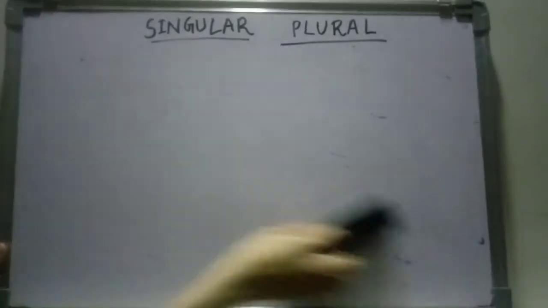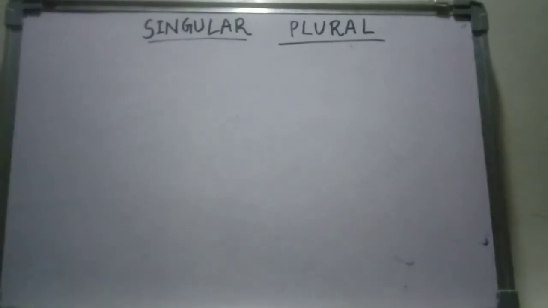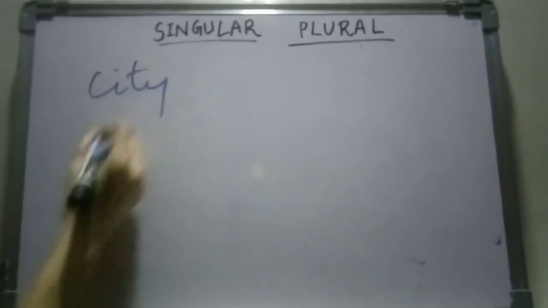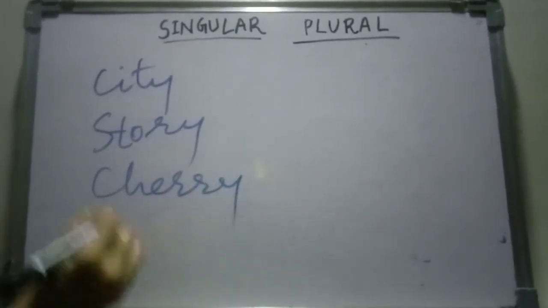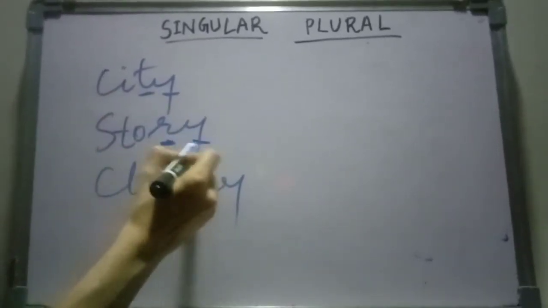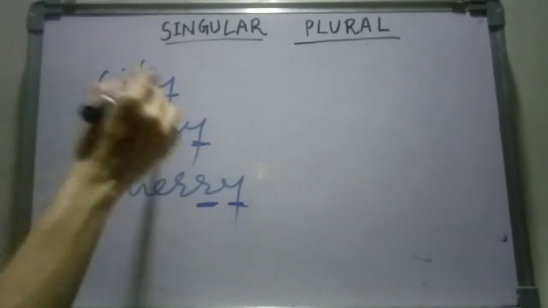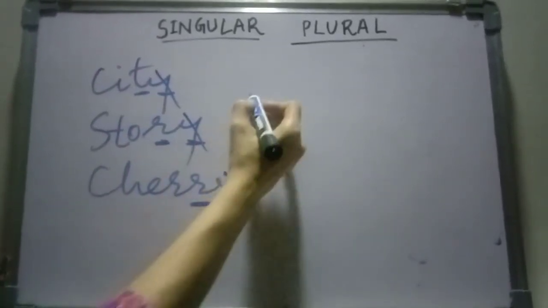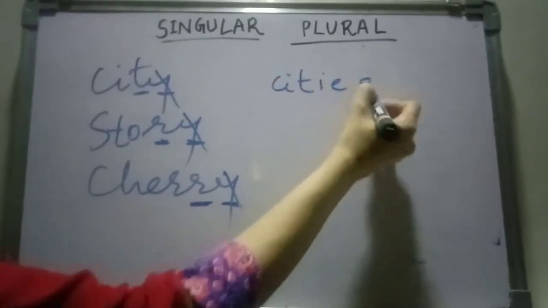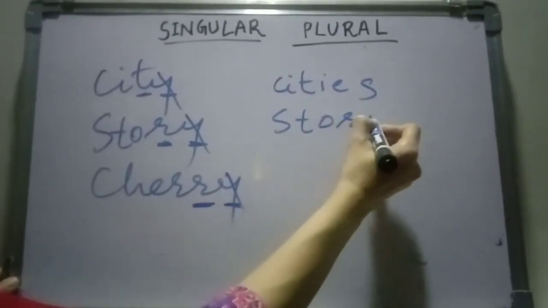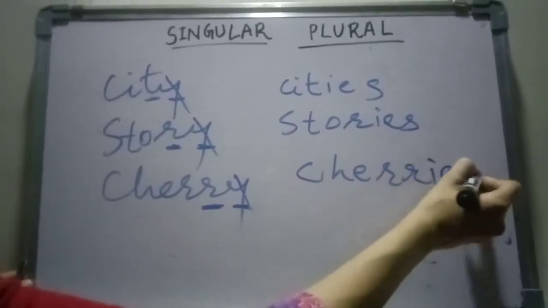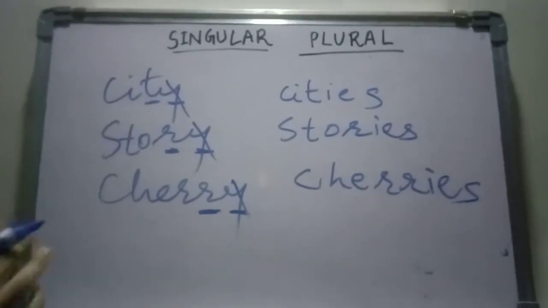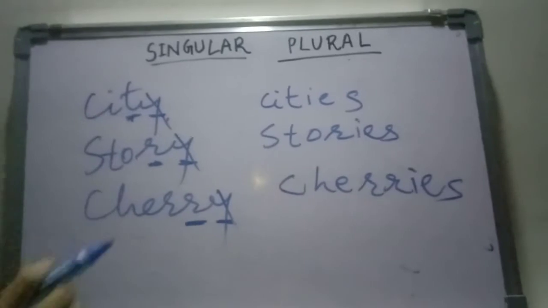Now the second rule was, if it is ending with Y, suppose city, story, cherry. Now this is consonant plus Y. You remove this Y from the spelling and you add IES to it. What are we adding? IES. We have removed Y from the spelling and we are just adding IES. Why? Because it is consonant plus Y.